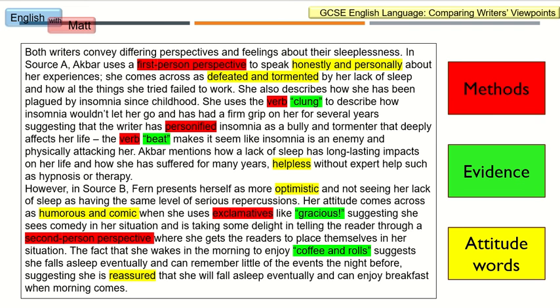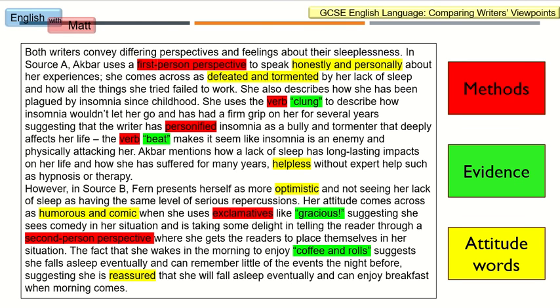She comes across as defeated and tormented by her lack of sleep, and how all, that should say, let me just change that now, how all the things she tried failed to work. She also describes how she has been plagued by insomnia since childhood. She uses the verb clung to describe how insomnia wouldn't let her go and has had a firm grip on her for several years, suggesting that the writer has personified insomnia as a bully and tormentor that deeply affects her life. The verb beat makes it seem like insomnia is an enemy and physically attacking her.